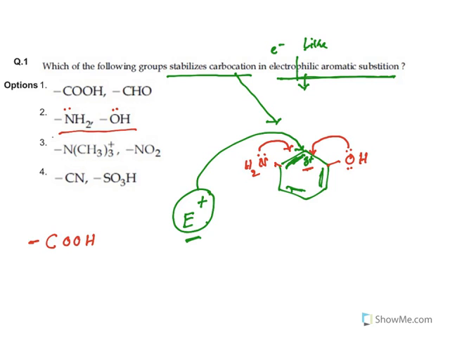COOH, and carbon is attached here. See, oxygen is more electronegative, so electrons will be pulled here. So it cannot donate electrons, rather it will be pulling electrons from here. The same thing with CHO. The same thing with NCH3+.